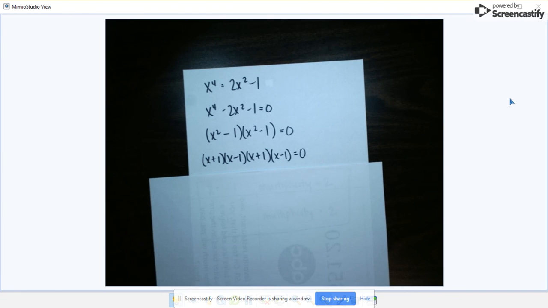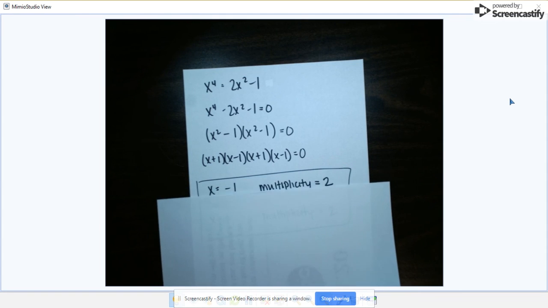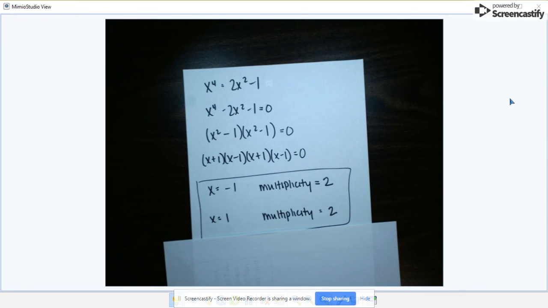So we're going to have two different roots, or two different solutions. We're going to have x equals negative 1 and x equals positive 1. And both of them have a multiplicity of 2 since they occur twice in this step.